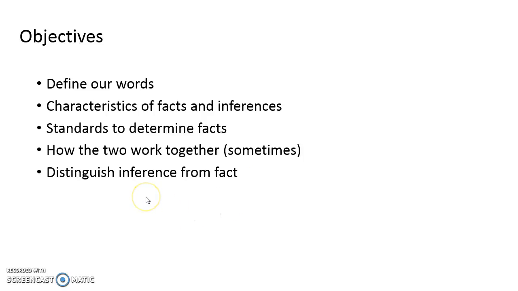Our objectives for today are going to be defining our words, exploring the characteristics of both facts and inferences. We're going to look at the standards that we use to determine facts, and then how facts and inferences work together. And lastly, we're going to look at how we distinguish inference from fact. So let's get on into it.